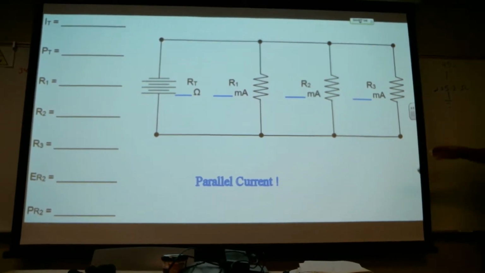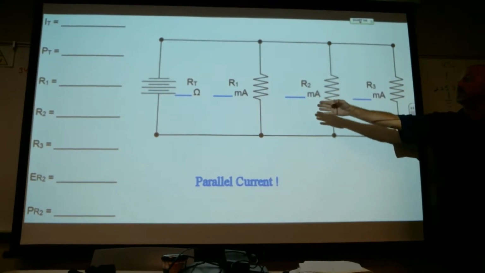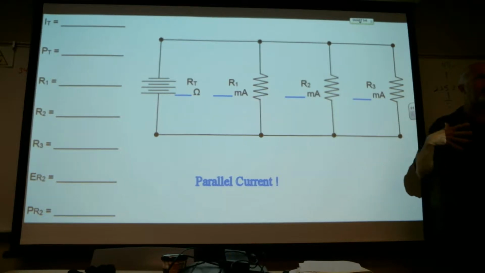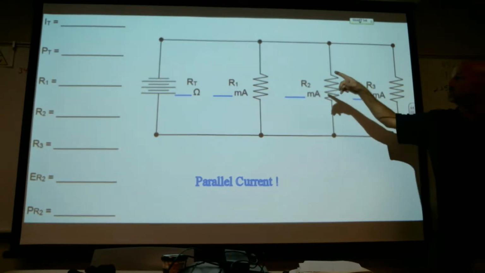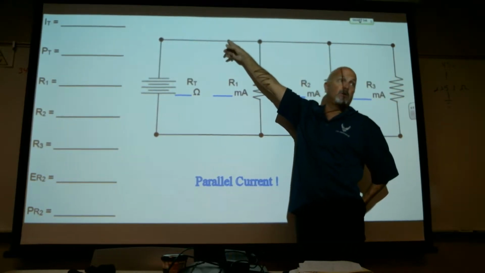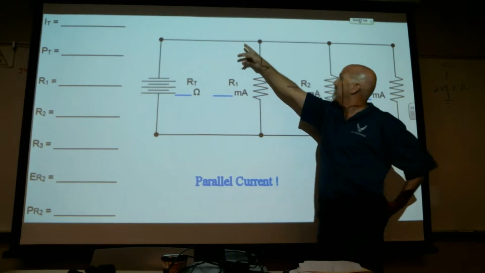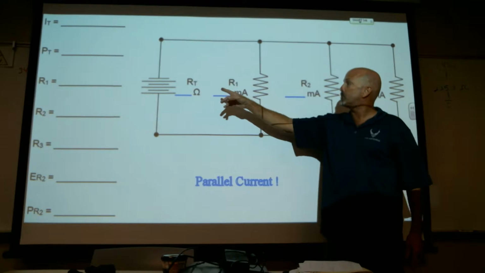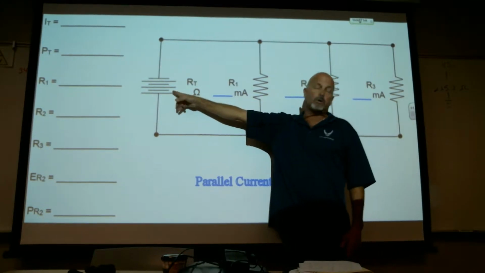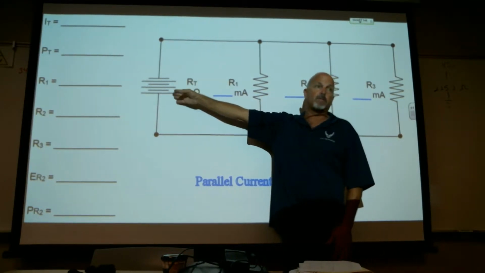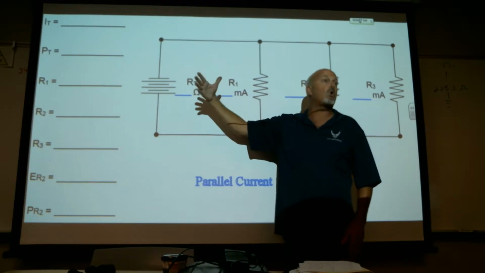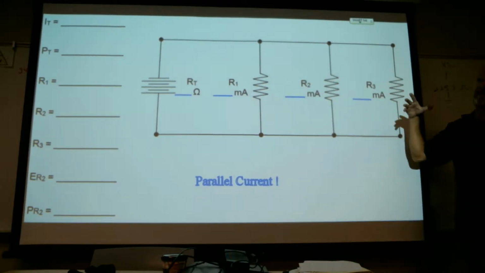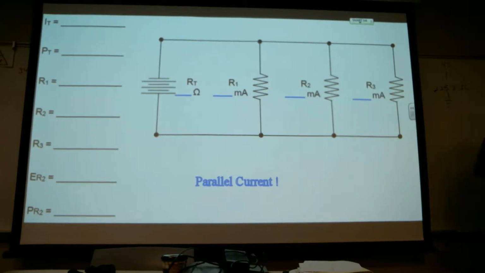This is parallel, so you will be given 3 currents. Add them all up, because 3 paths. This is the beginning of the river before it splits. Then it splits down 3 different paths, and it comes back together. So the value here at the power supply, whatever you're given at the power supply, is the total. That's going to be resistance total. So you add up your 3 paths, you've got current total.